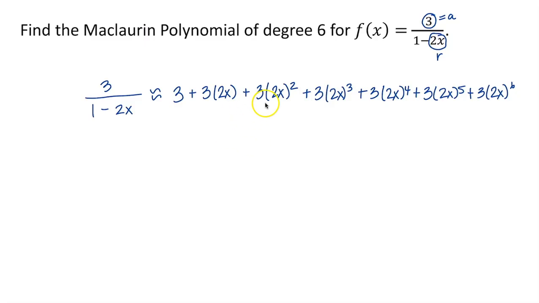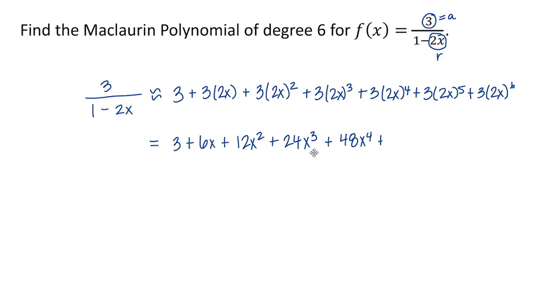And then it really is just a matter of multiplying the coefficients. So this is 3 plus 6x plus here, 2 squared is 4 times 3 is 12. So 12x squared plus 2 cubed is 8. 8 times 3 is 24. So 24x cubed plus 2 to the 4th is 16. 16 times 3 is 48.